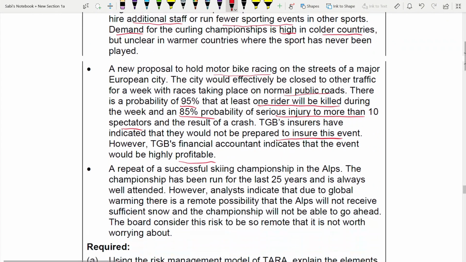And the last one is a repeat of a successful skiing championship in the Alps. The championship has run for the last 25 years. However, analysts say that due to global warming, there's a remote possibility of them not receiving snow. Remote means very unlikely, a very small possibility of not receiving snow this year, and the championship would not be able to go ahead. The board considers this risk as remote and not worth worrying about.